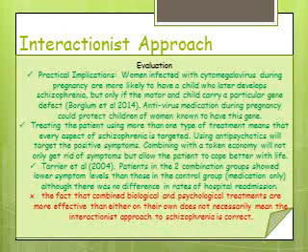Treating the patient using more than one type of treatment means that every aspect of schizophrenia is targeted. Also, patients in the two combination groups showed lower symptom levels than those in the medication control groups. However, the fact that combined biological and psychological treatments are more effective than either on their own does not necessarily mean that the interactionist approach to schizophrenia is correct.